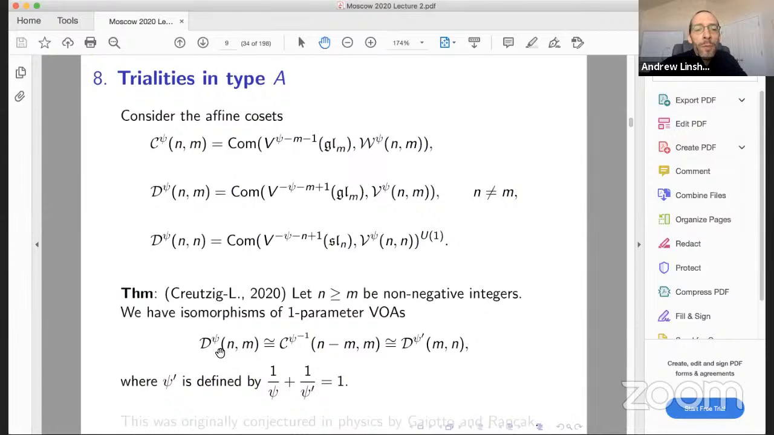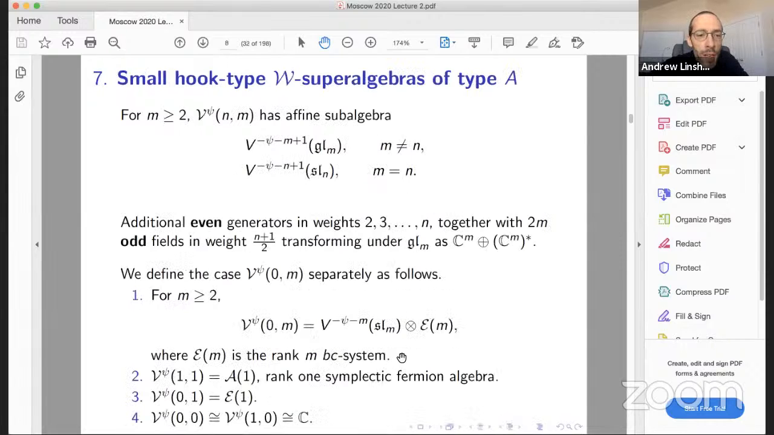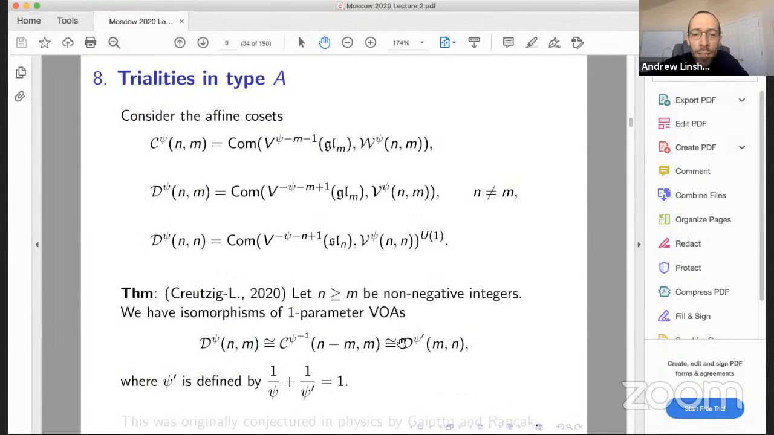And then the isomorphism between D psi and D psi prime with the switching of n and m, that corresponds to the coset realization. So in the case where I take m to be 0 here, I said a moment ago that D psi n0 is W-SLN. But what about D psi 0n? If you go back to the way I defined V psi 0m, this was an affine SLM tensor some fermions. If I take the affine coset, they have a diagonal action. Taking the affine coset is what I'm supposed to do here. That's exactly the coset realization. I think I've left out a Heisenberg.